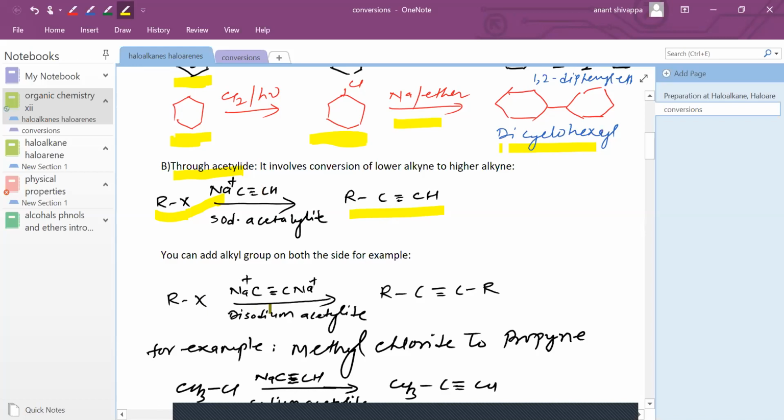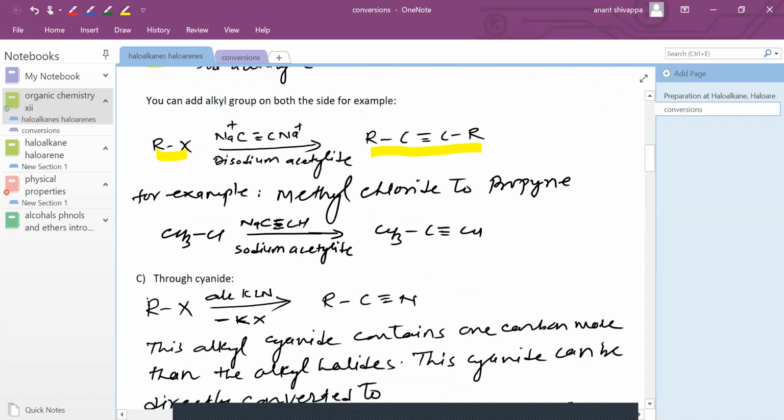So this is the example given. You can add alkyl group on both the sides. For example, this is alkyl halide, your reactant. Then this is disodium acetylide. So alkyl halide can be added on both the carbons. So you see, this is the higher alkyne you will get.